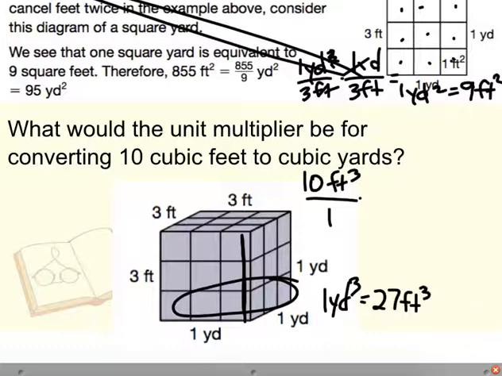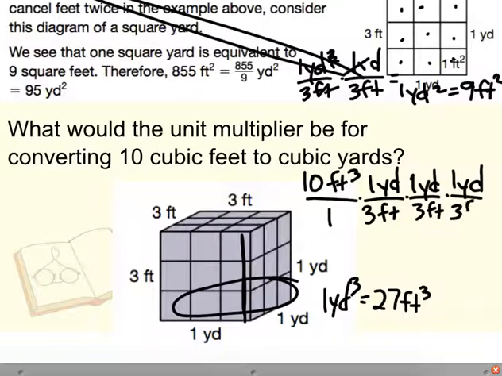And I could use that conversion. But if I don't remember that, that's okay. I just need to use my unit multiplier 3 times. 1 yard over 3 feet, 3 times. Because that actually, when I multiply it out, on the top I get 1 yard cubed, and on the bottom I get 27 feet cubed. So in this case, my feet will go away, and I will get 10 divided by 27 yards cubed.